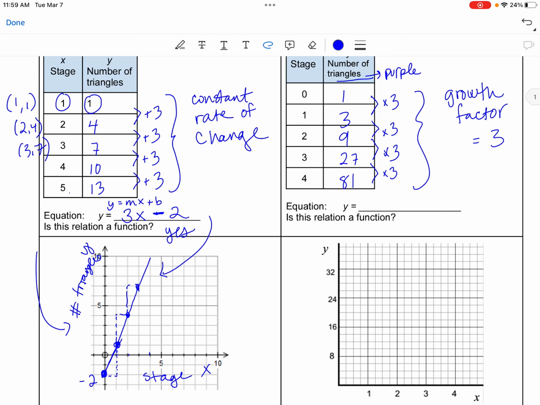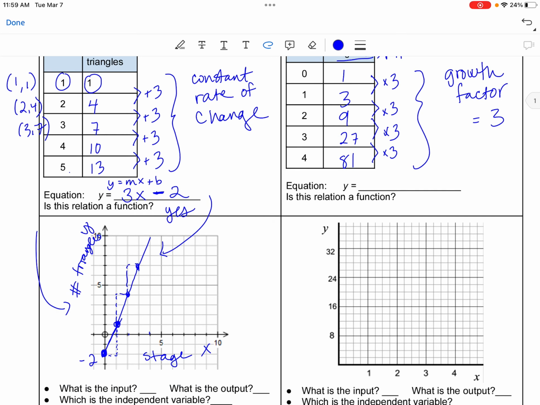Now, if we go over here and graph this one, notice on this graph that the scale is different. Along the bottom, each square is equal to 0.25. Along the y-axis, each square is equal to 2. 2, 4, 6, 8.